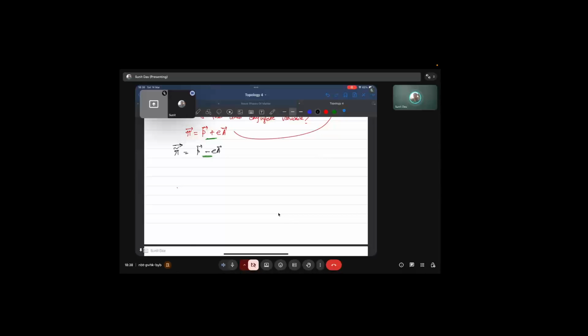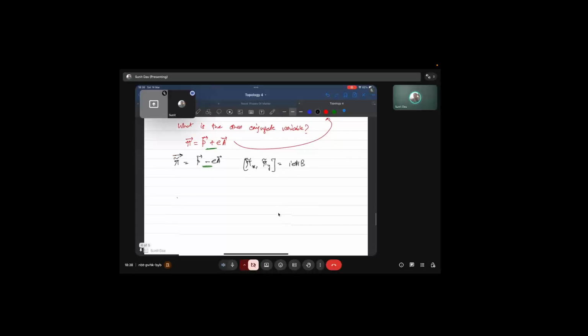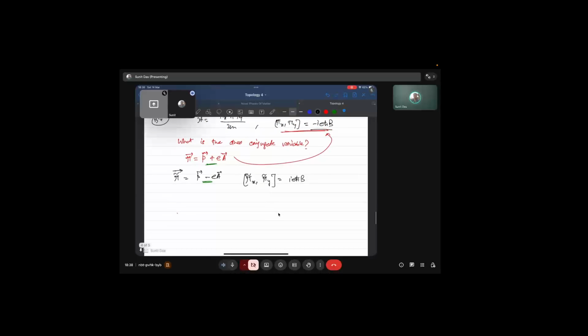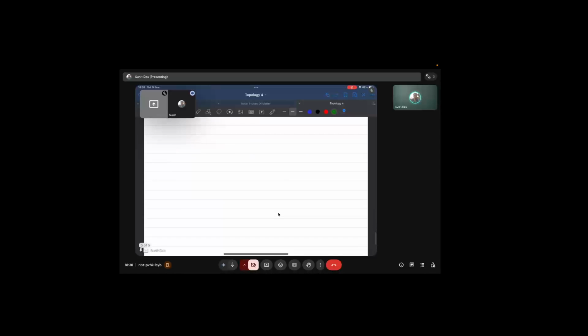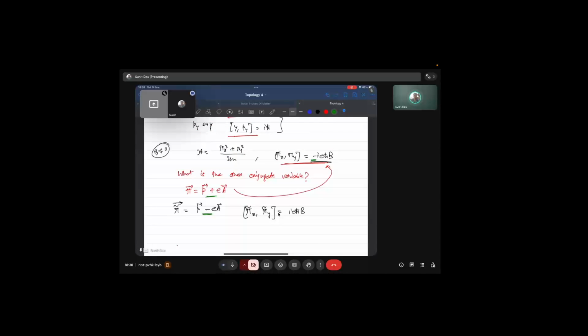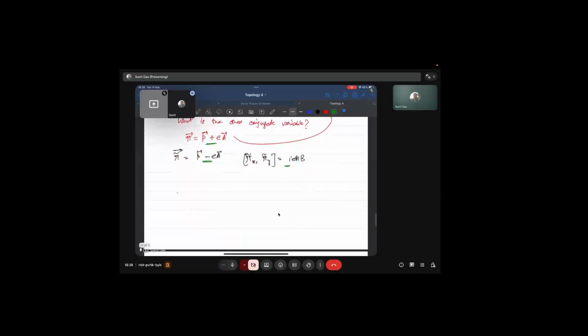Now if we do the commutation relation of pi tilde x, pi tilde y, then this is i e h bar B. Remember, for pi x and pi y, this was the plus h bar. So this was negative and this is positive.